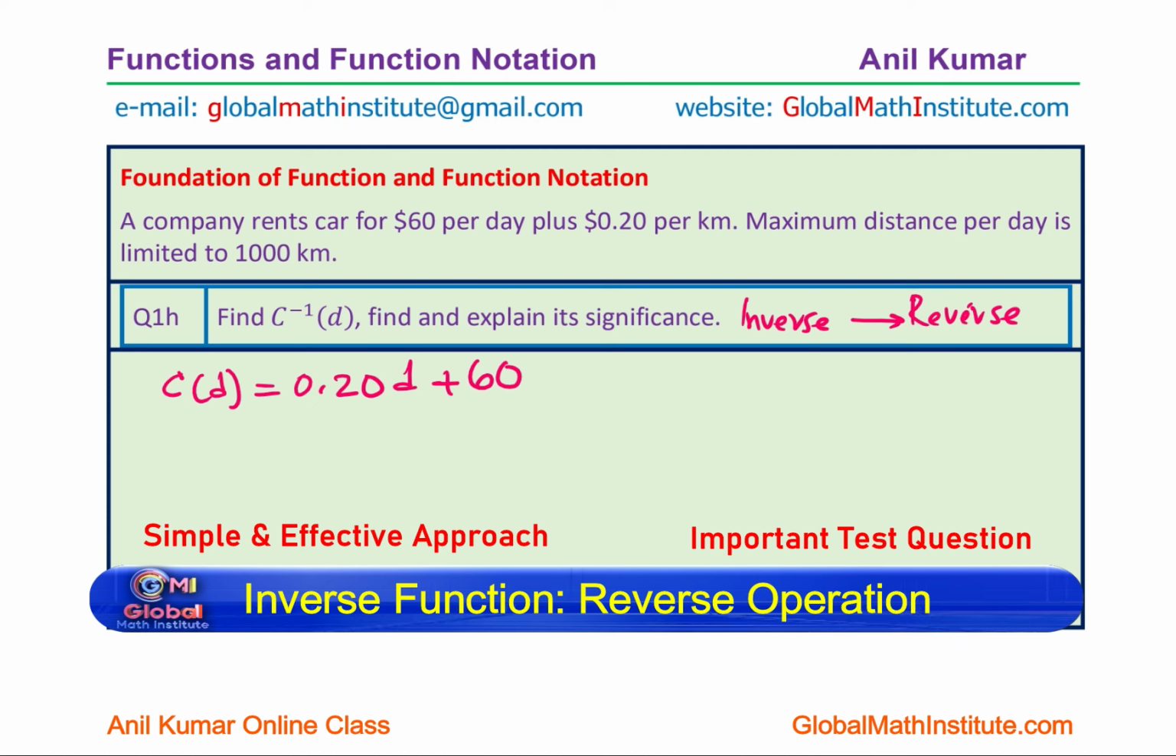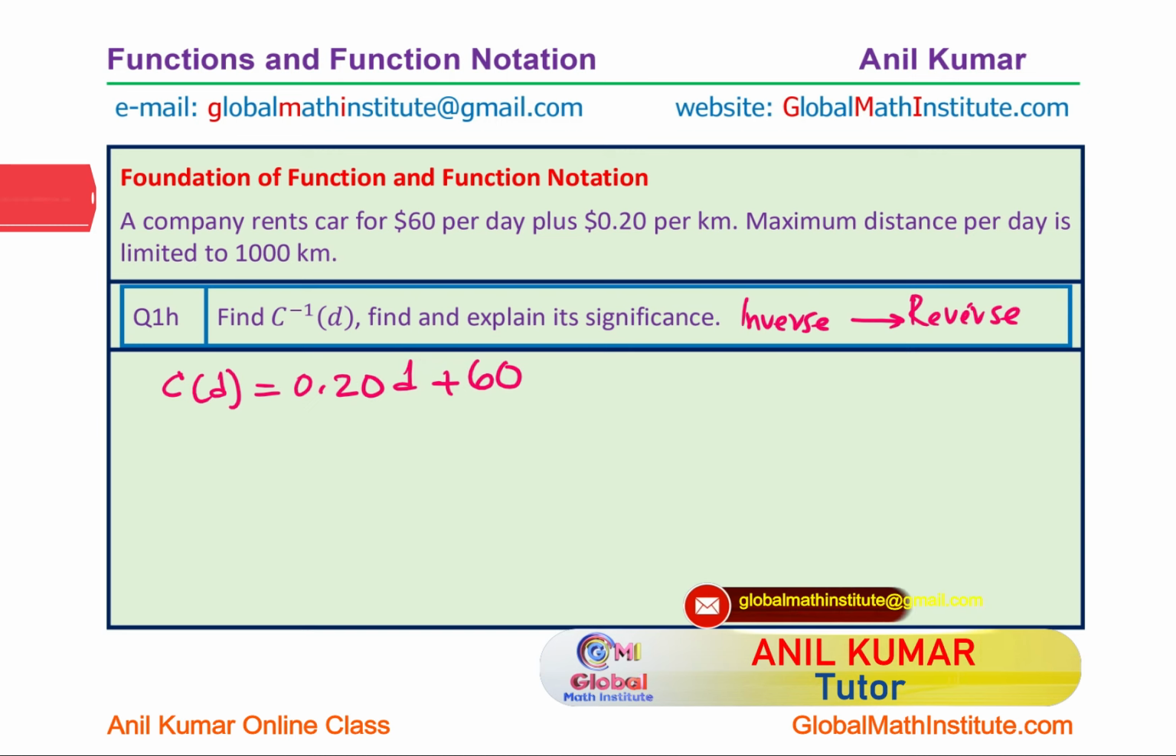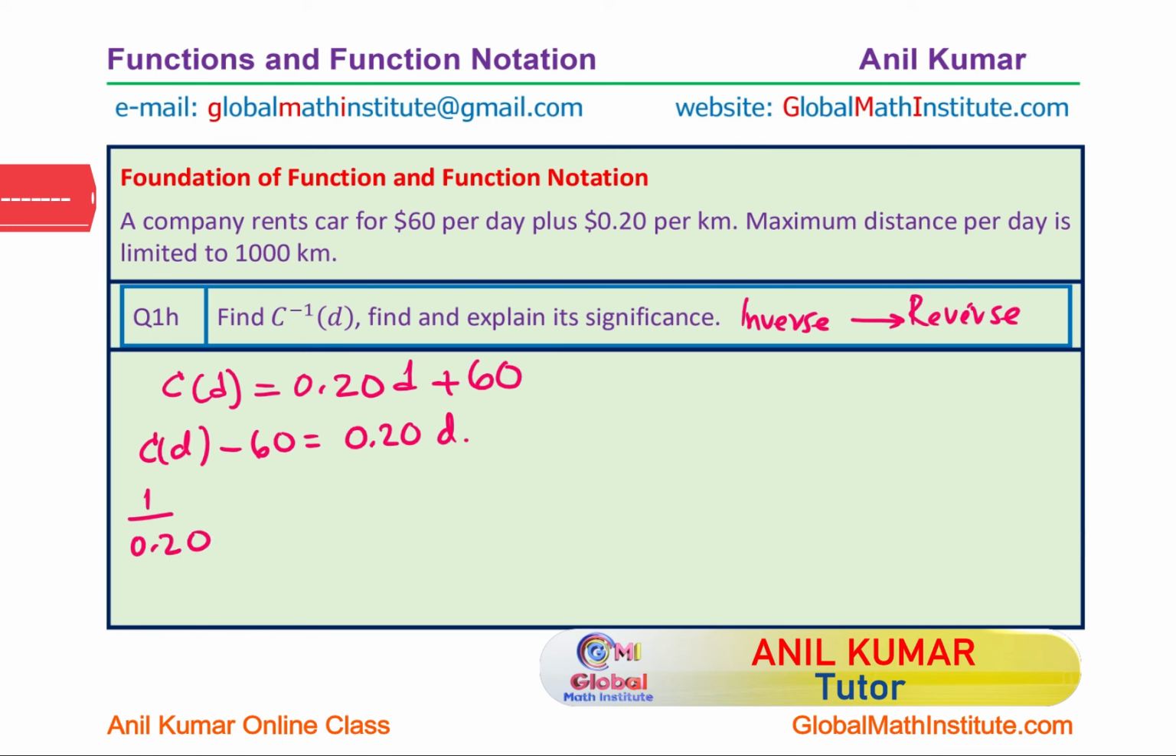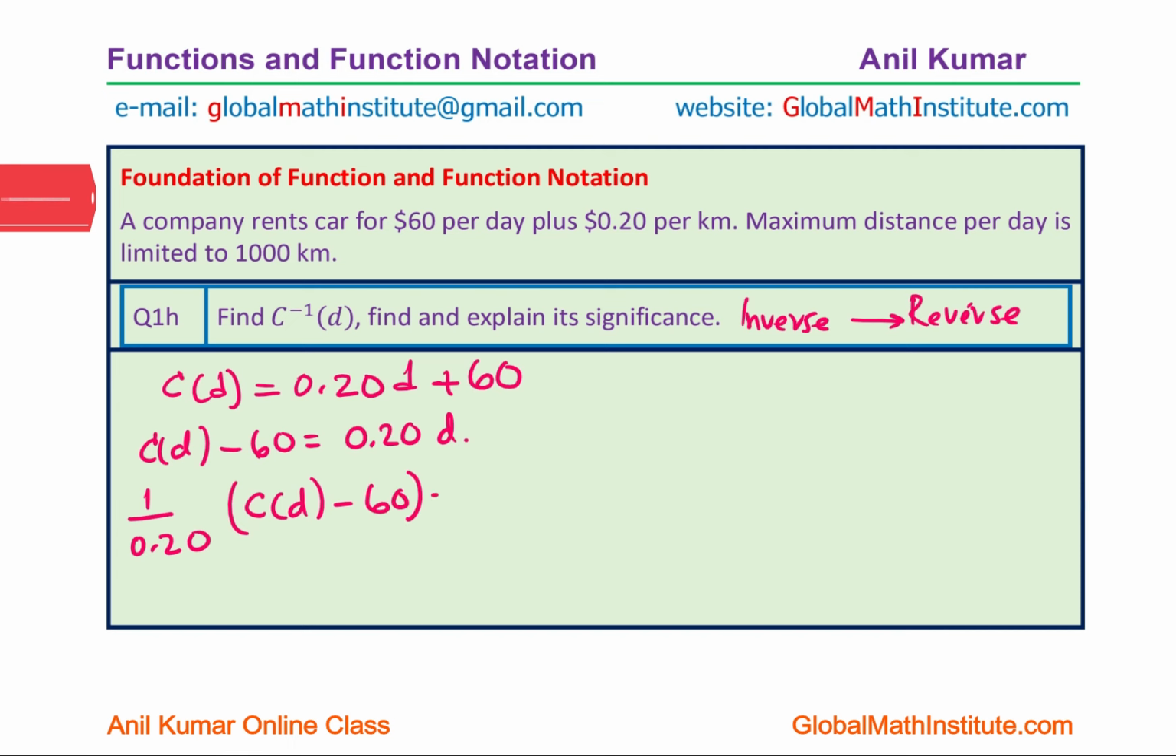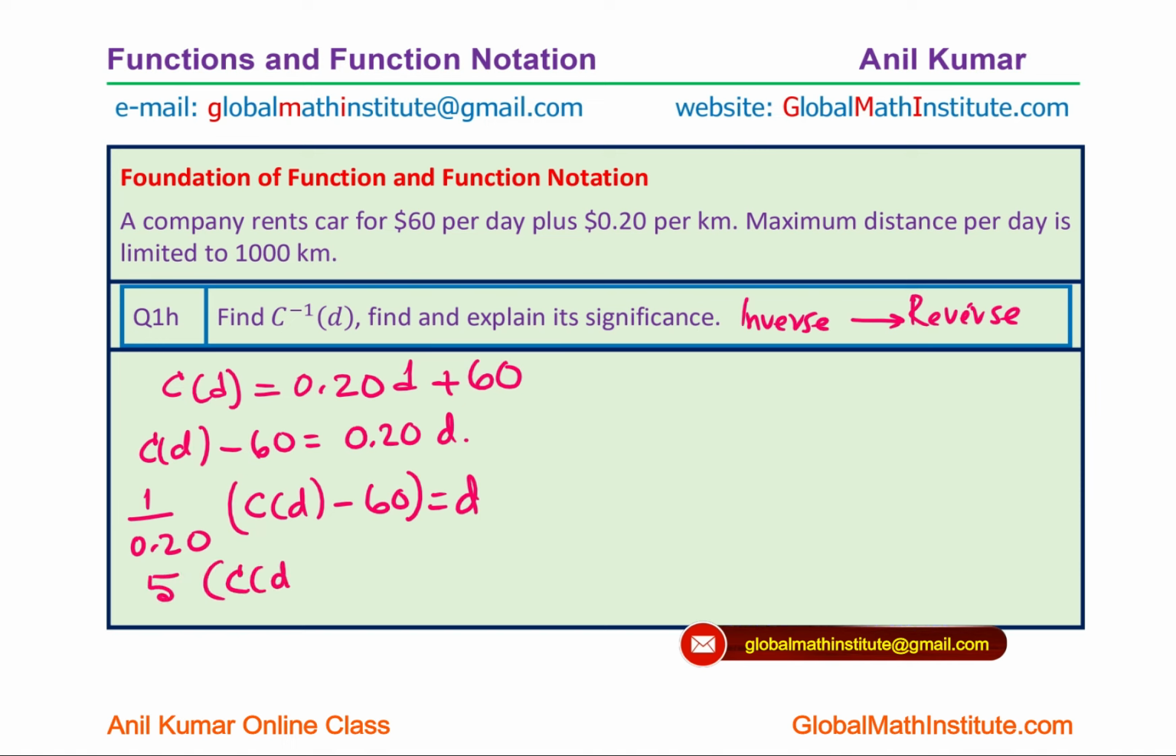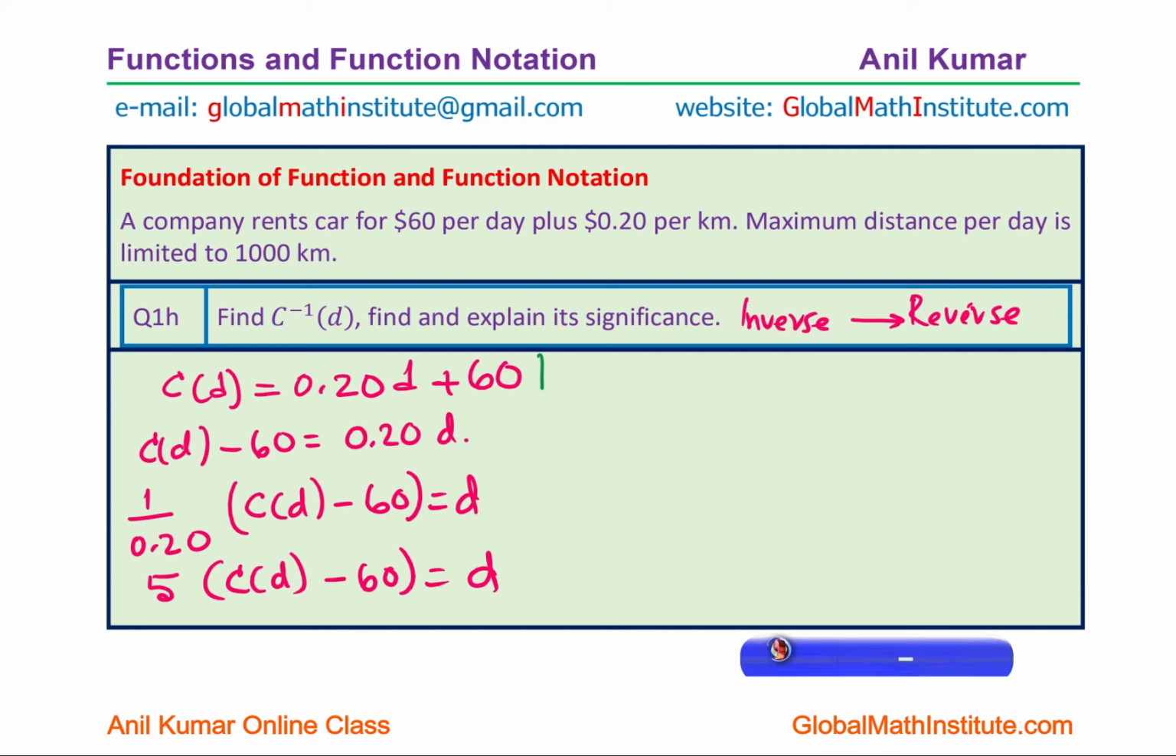So we can now isolate D, right? So we can say C of D minus 60 is equal to 0.20 D, right? Or 1 over 0.20 times the cost per kilometer minus 60 is D, right? So we got the inverse. 1 divided by 0.2 is in fact 5, right? So 5 times the cost minus 60 is D. So we have the equation for the inverse now, which you could write like this, or you could write C inverse of D. Is it okay?